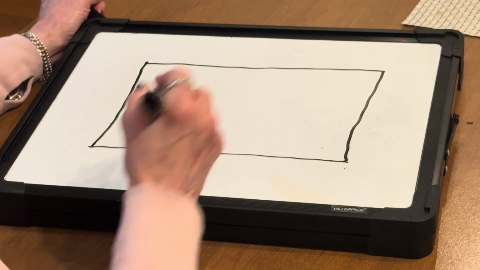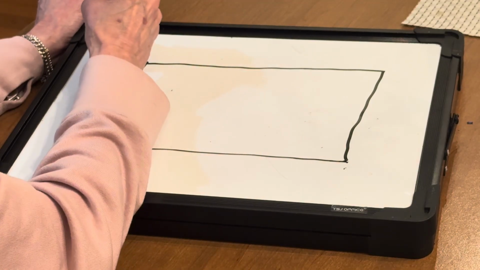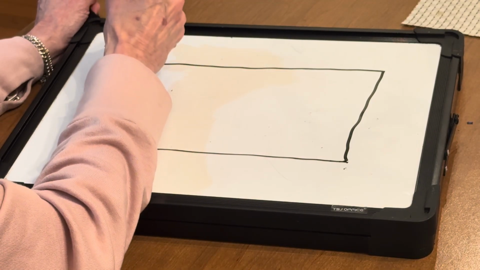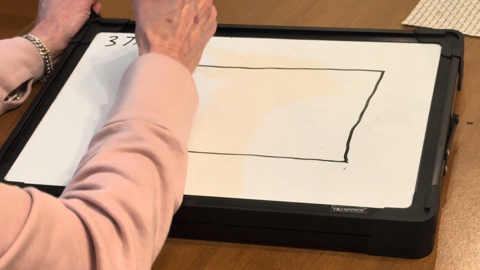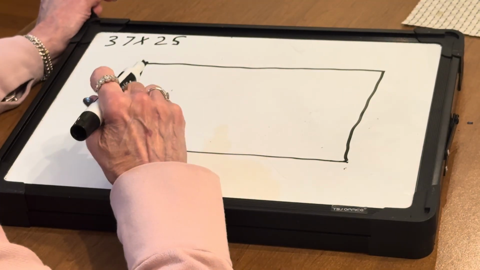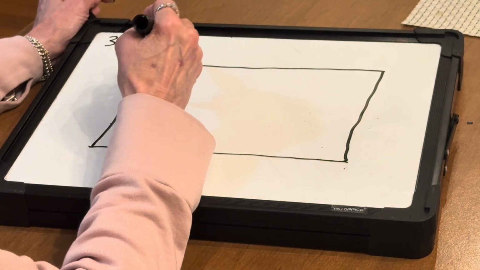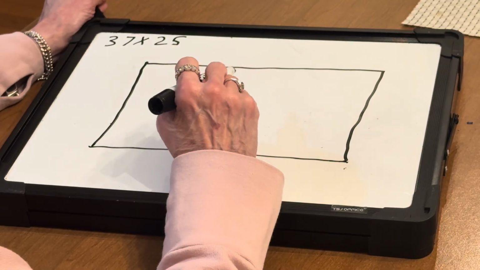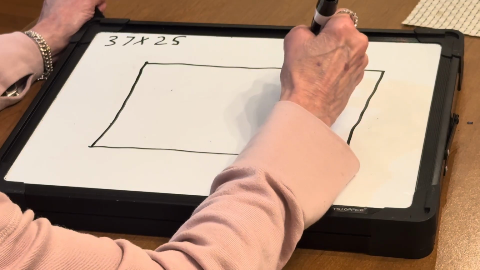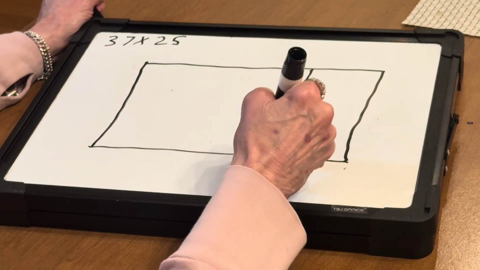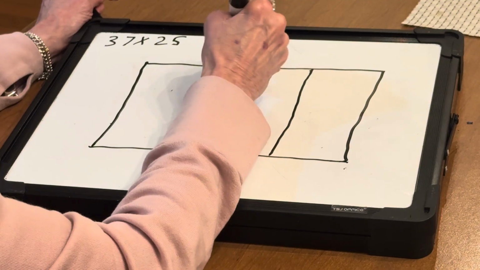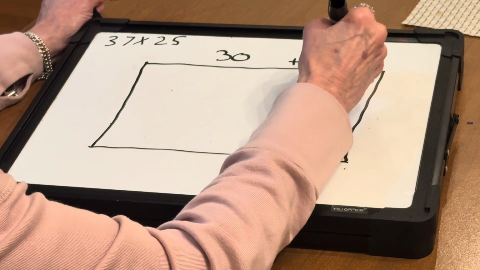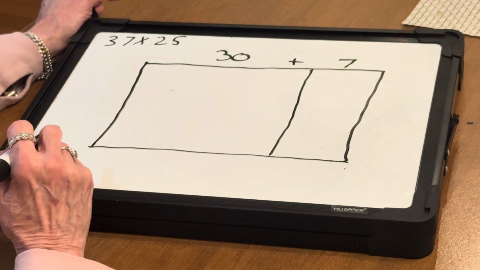So you start out drawing a rectangle, and let's say we are multiplying 37 times 25. All right, we're gonna separate this box based on the area. So the top number is where we're gonna put 37, and we're gonna break it down into 30 plus 7. And thinking about the area, 30 would be a lot bigger than 7. So we're going to separate it kind of like that, 30 plus 7.